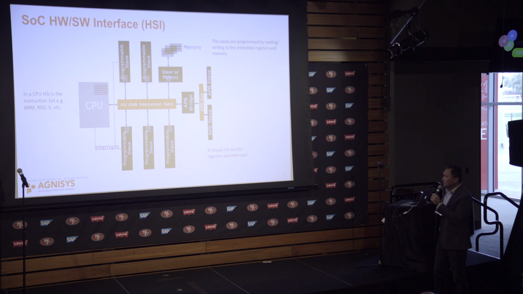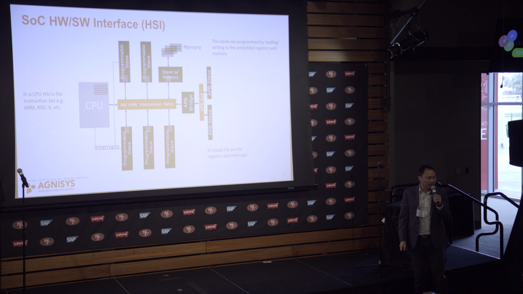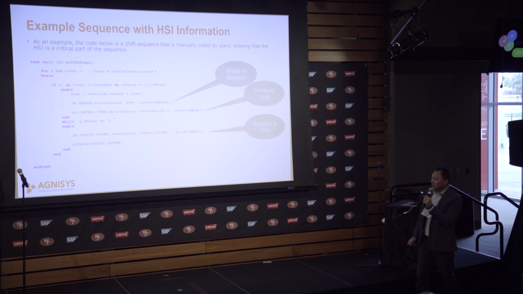And of course, you can have a bridge and an APB bus connected to the programmable slaves. Okay. So the reason I'm mentioning this is because these sequences at the implementation level, they call out these registers. Okay. So you can see here's an example of a sequence in UVM for this example. So you can see the rm.tx data.